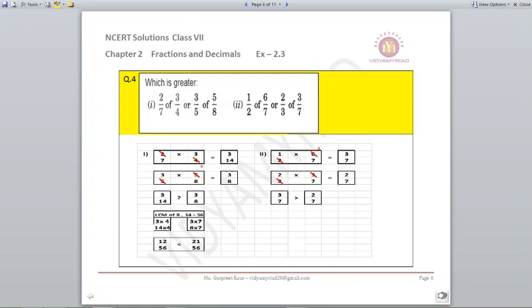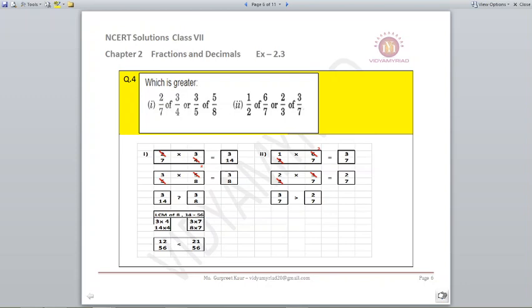So when your denominators are same, you have to just look into the numerator, which is a bigger number. 21 is a bigger number, which means your second part is greater than your first part, or 21 upon 56 is greater than 12 upon 56.